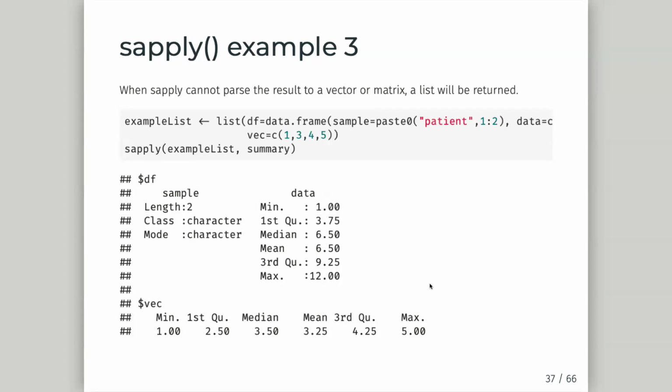But it can't always do that. I've deliberately given us an example here, where if I take the summary of a data frame or the summary of a vector, they give me different objects back. In that case, when I try to do sapply on this list I created here, I get a list back. It couldn't turn it into a matrix or a vector. All it can do is create a list and name the elements. I'll have to work out how to deal with that myself, depending on what I actually wanted to do with it.